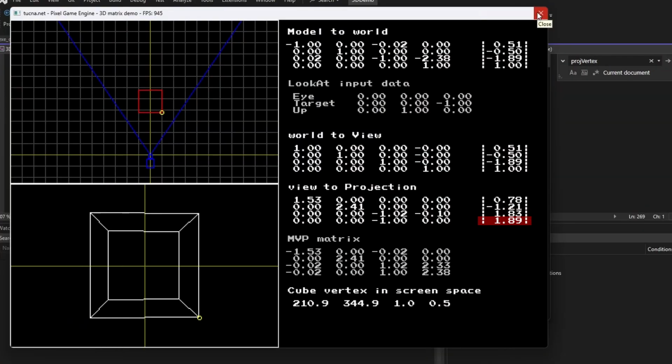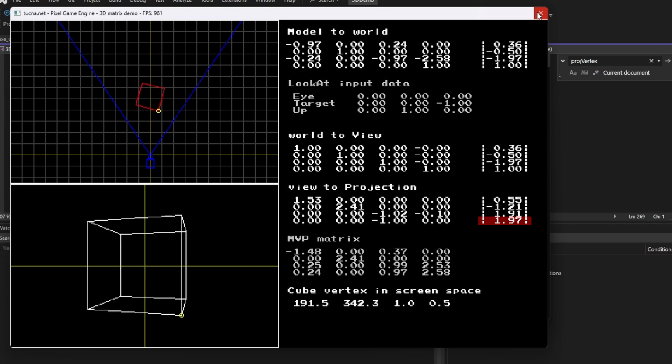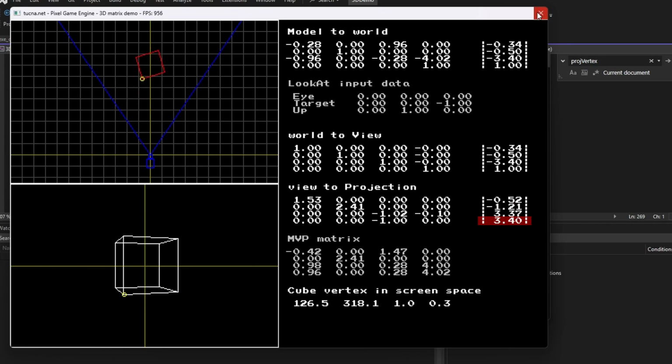Remember how distant objects have larger w values? When we divide by a larger number, we get a smaller result. That's literally how perspective works in the math. A vertex at z = -10 will have a bigger w than a vertex at z = -2. So after dividing, its x and y coordinates will be proportionally smaller. It appears smaller on the screen.